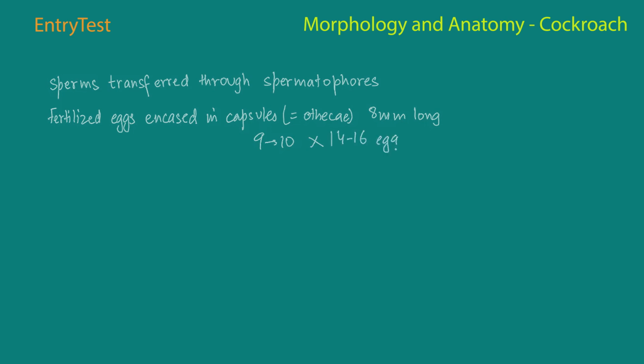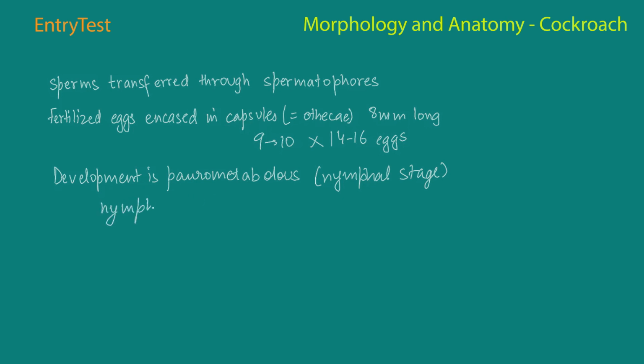Now, the development is paurometabolous. That means that there is a nymphal stage. The nymphs are very much like adults. The nymph actually grows by molting about 13 times. So it undergoes a lot of molting process. That means shedding of the skin, the external exoskeleton, about 13 times, and then it fully transforms into an adult.